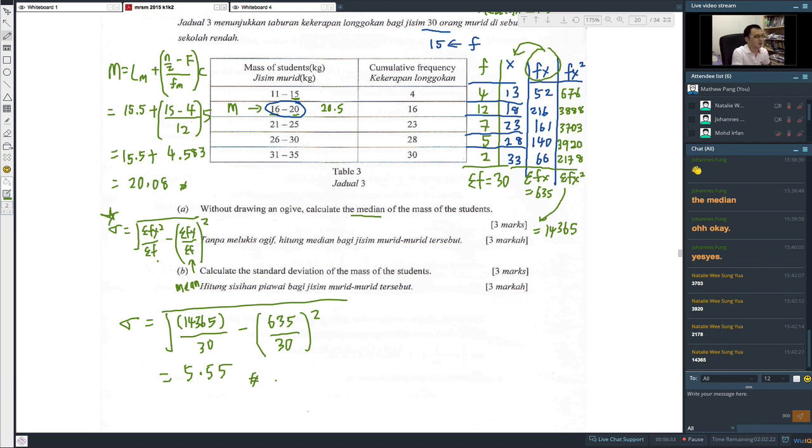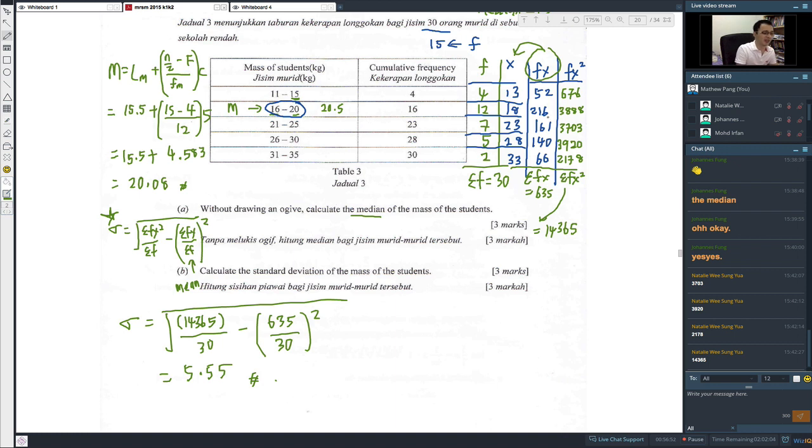The first thing is find frequency, then you find midpoint, then you use frequency multiple midpoint, and then you use fx multiple midpoint again. Then you can get all the values, then you sum all the values and substitute into the formula. Alright, so let's move on. I think we cannot run out of time.